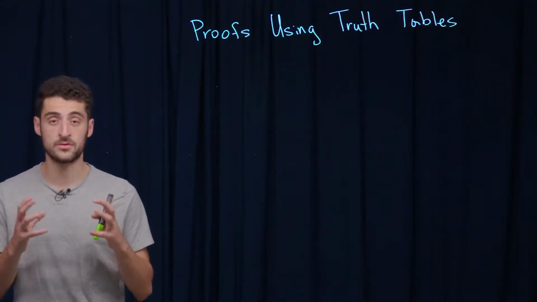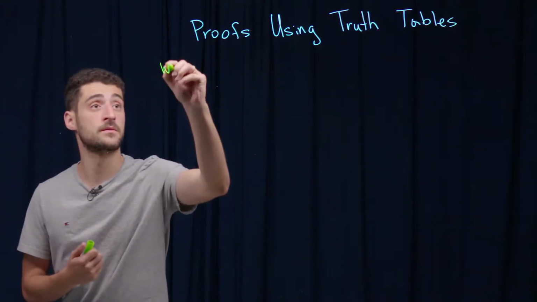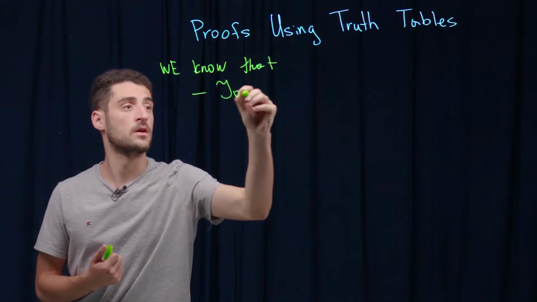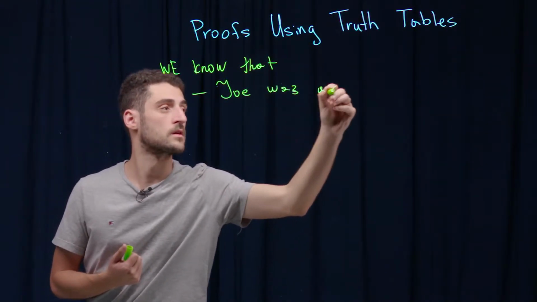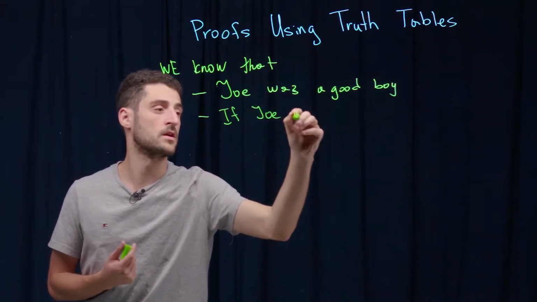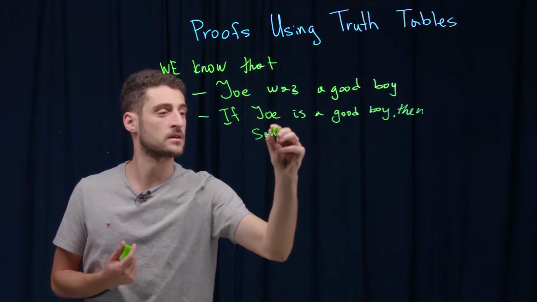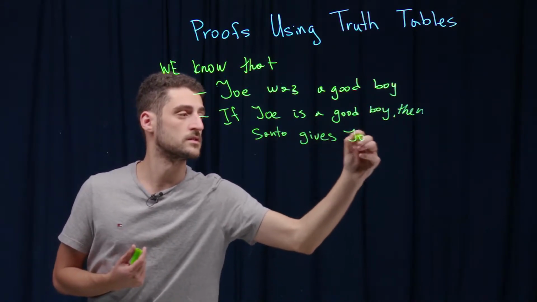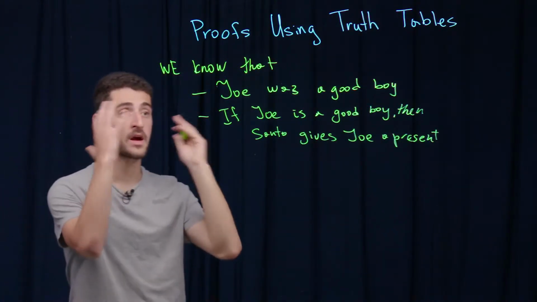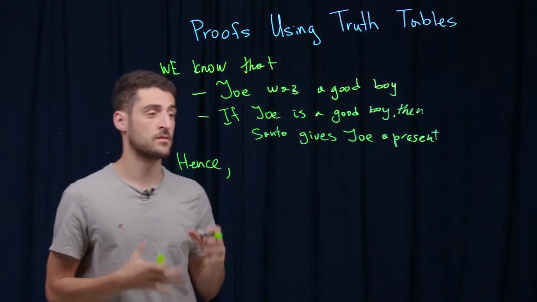In order to understand what it means to prove something in the propositional logic, let's consider a kind of real-life example. Imagine that we know that Joe was a good boy, and we also know that if Joe is a good boy, then Santa gives Joe a present. It's easy to see that we may conclude from this that Santa will give a present to Joe.